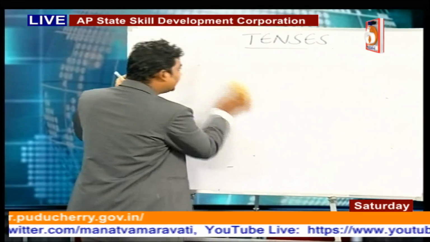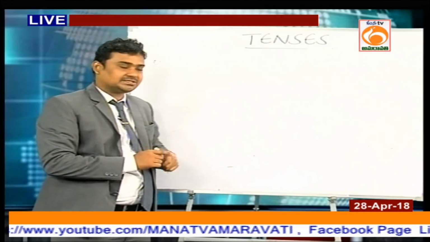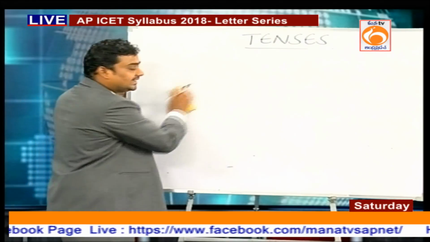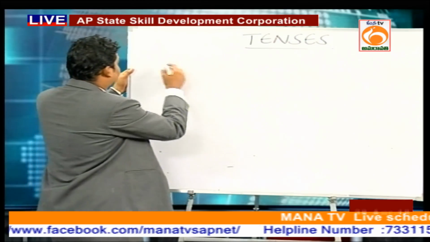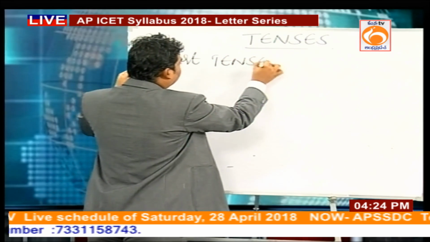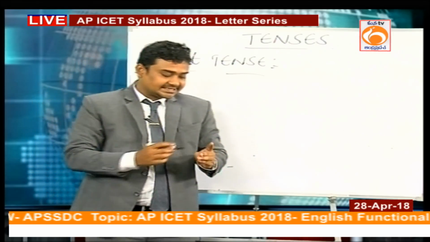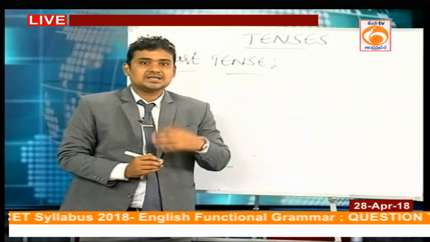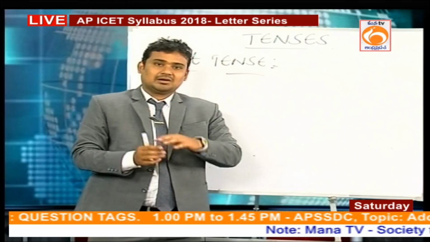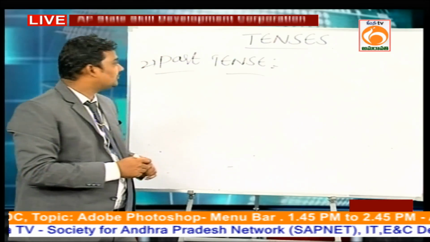Next category of tense. So there are 3 types of tenses: present tense, past tense. Present tense finished now. Next I am moving to the second category of tense, that is past tense. So past tense is the second category of tenses. Past tense denotes an activity or actions, all actions completed in the past time. Past tense also has 4 subcategories.